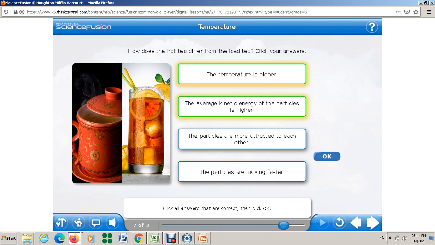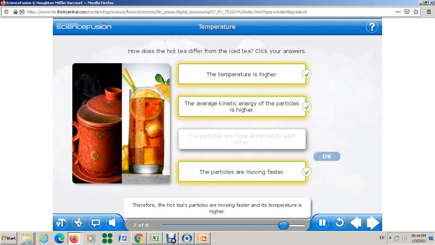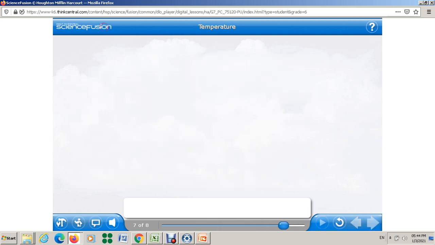Actually, I don't think so. The particles are moving faster for sure. So the first two answers are correct, but the third one is not. Let's see. Correct. In the hot tea, the average kinetic energy of the particles is higher. Therefore, the hot tea's particles are moving faster and its temperature is higher. It's not the case that the hot tea's particles are more attracted to each other. Okay, so this is the question here.